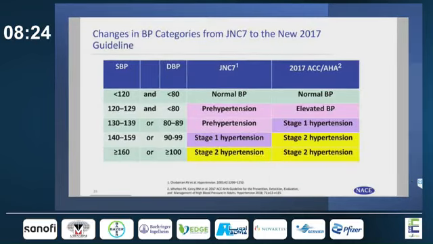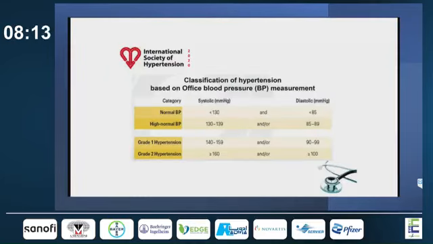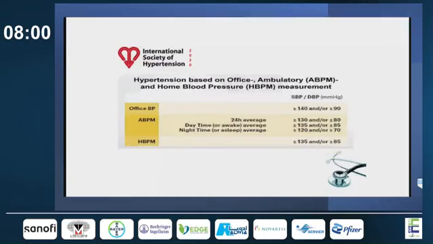طيب الأمريكان نفسهم اختلفوا عن الجي إن سي 7. في الجي إن سي 7 كانت إيه؟ 130 على 139 كان اسمها بري هايبرتنشن، دلوقتي هم خلوها ستيج 1. طيب الانترناشونال سوسايتي اللي هي في 2020، دي أحدث حاجه، دي قالوا إيه؟ برضو اتفقوا مع الأوروبيين إن هي 130 لحد 139 سيستوليك ده نورمال أو هاي نورمال.